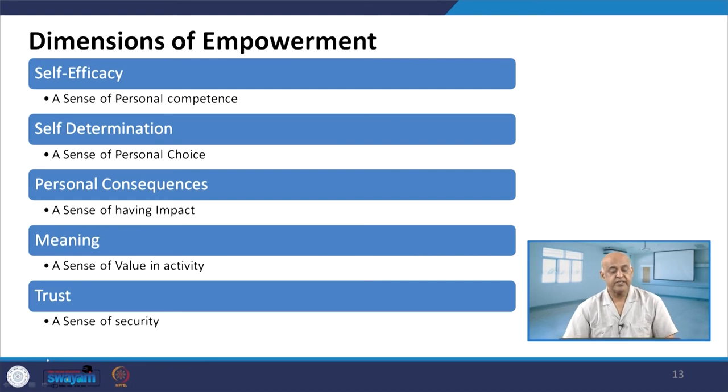Now, in the dimensions of empowerment, there is self-efficacy, a sense of personal competence, that is, how much you have and how much you believe in and trust your competency. Self-determination is there, a sense of personal choice. Then personal consequences, having an impact, meaning a sense of value in the activity, and trust, a sense of security.